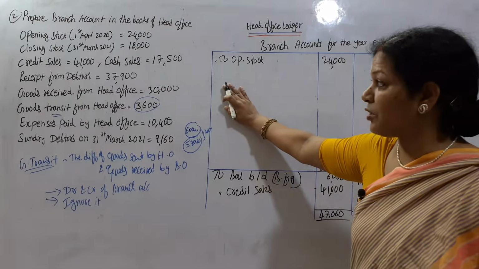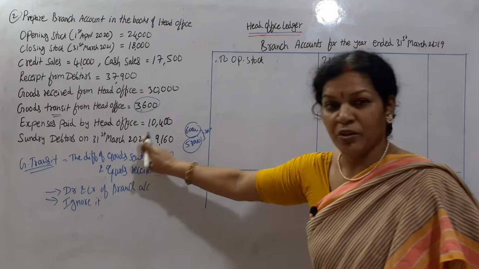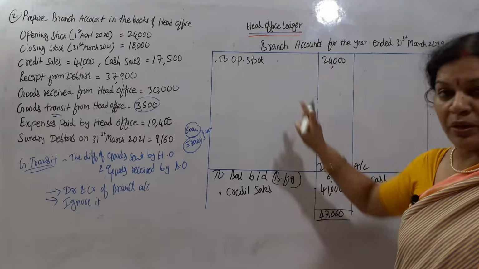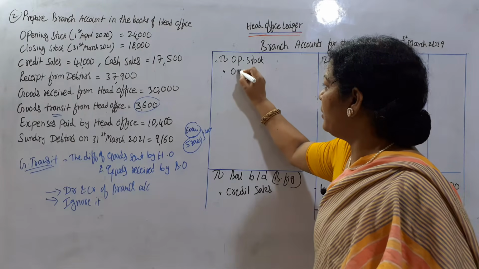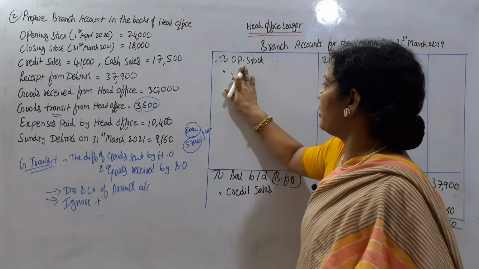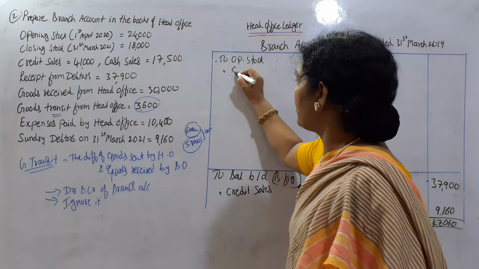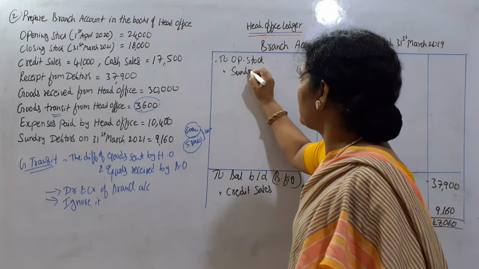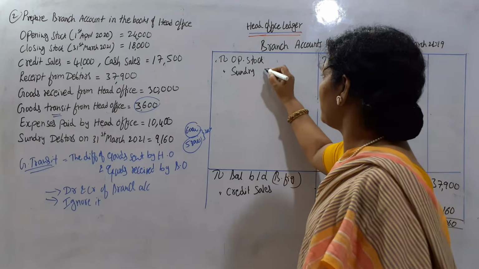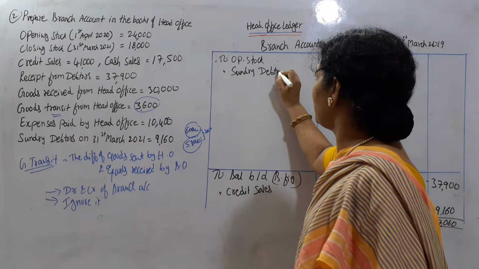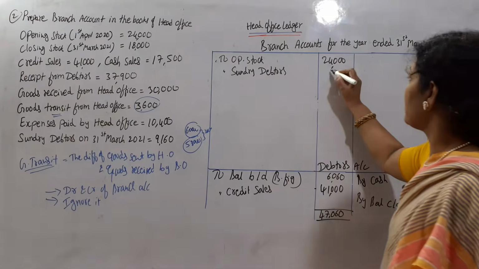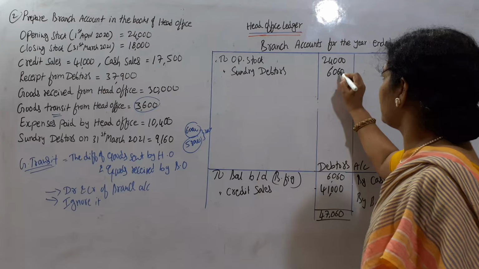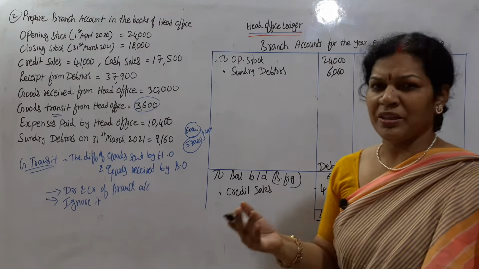In the same way, closing debtors are given already. Opening debtors we got it. This we are going to write on the debit side: To opening debtors, or you can say sundry debtors, or branch debtors. Opening debtors we got from the debtors account, 6,060. Okay. Now you can start the problem.